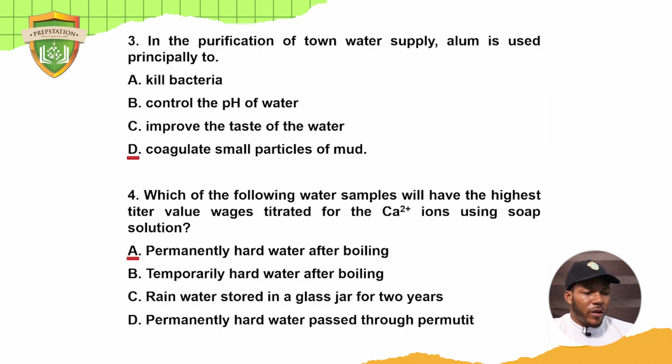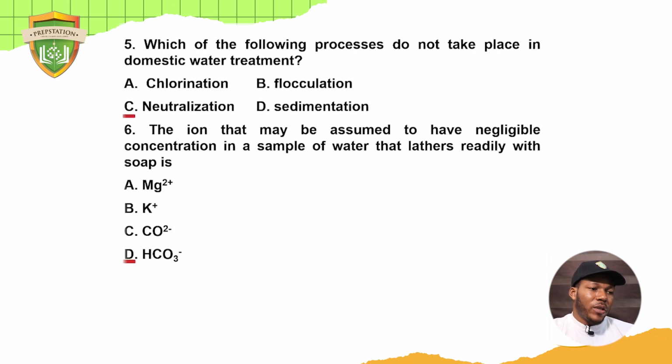Question 4 says, which of the following water samples will have the highest titre value, which is titrated for the calcium ion using soap particles? What does that mean? This calcium ion is a cause of hard water. So the answer there is A, permanent hard water after boiling. It will still contain calcium even when you boil it, because calcium causes hardness of water, either permanent or temporary. So the answer there is A.